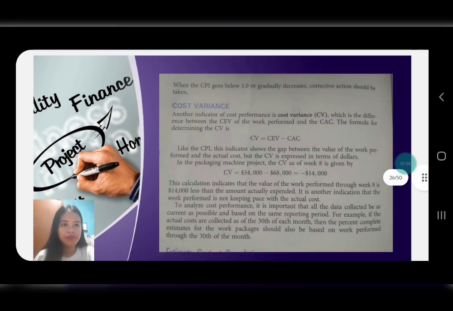This indicator shows the gap between the value of the work performed and the actual cost, but the cost variance is expressed in terms of pesos.